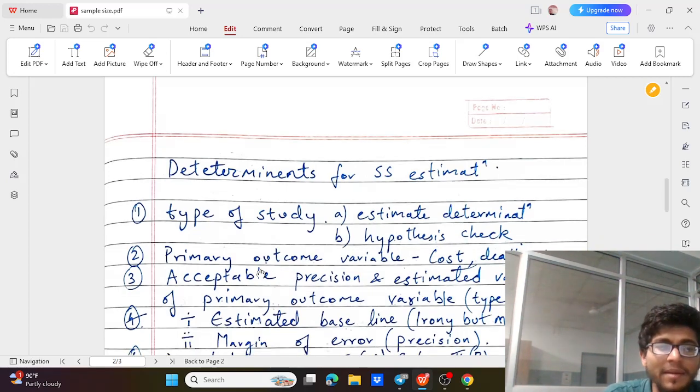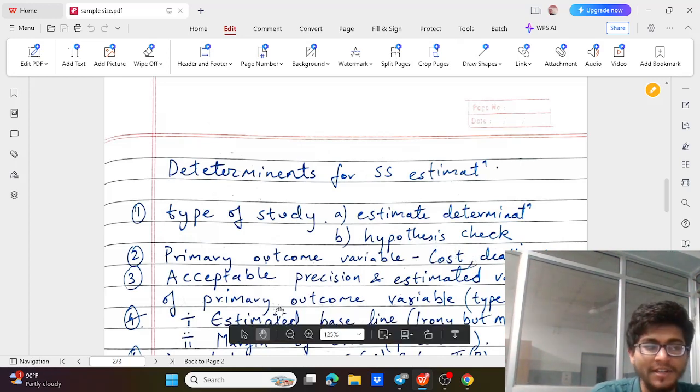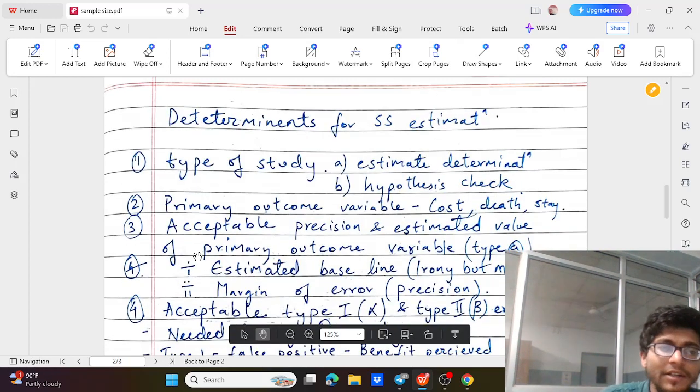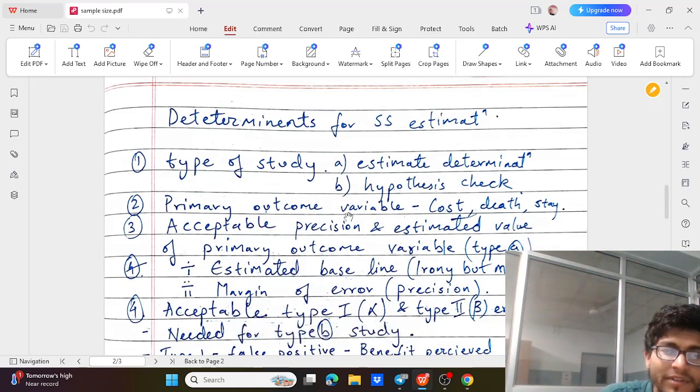Then second is the primary outcome variable, like what is the cost of the intervention in a study, or whether there was death. So what is the outcome, or length of stay? These are some of the outcomes. So what is the primary outcome variable of our study? And it is better that we keep just one or two variables. A larger number of variables will create more confusion and difficulty in analysis.